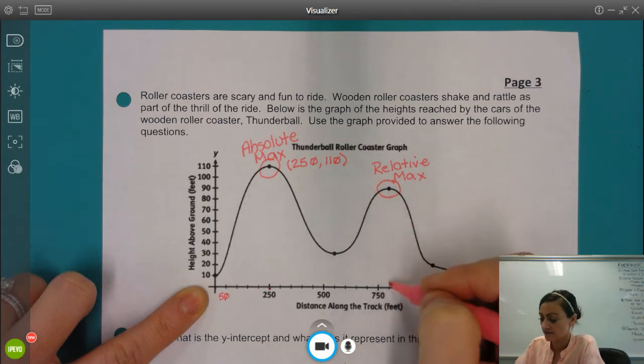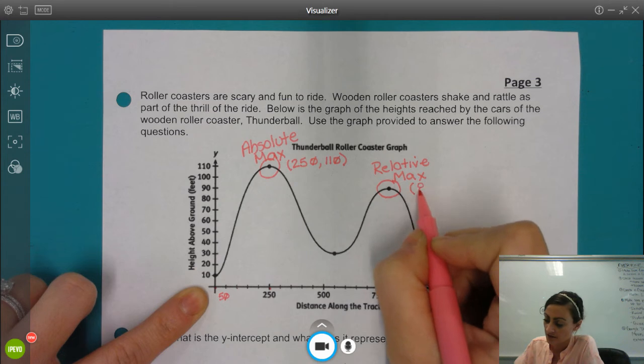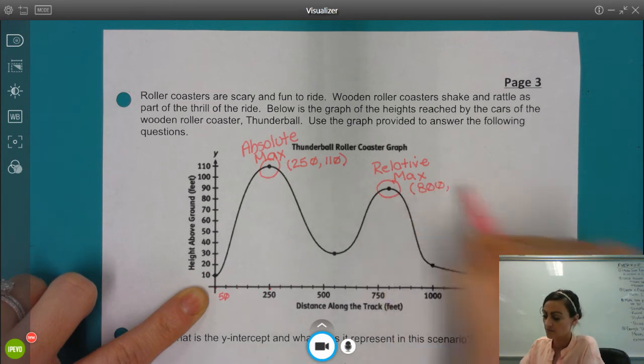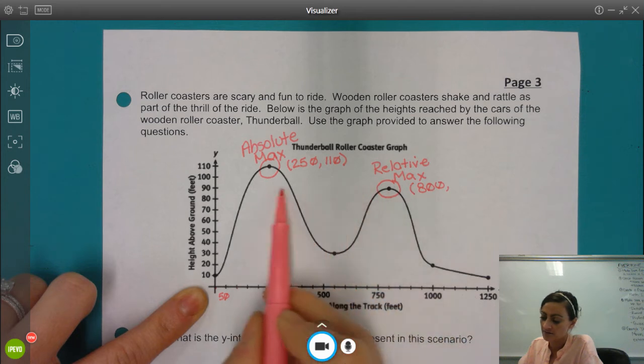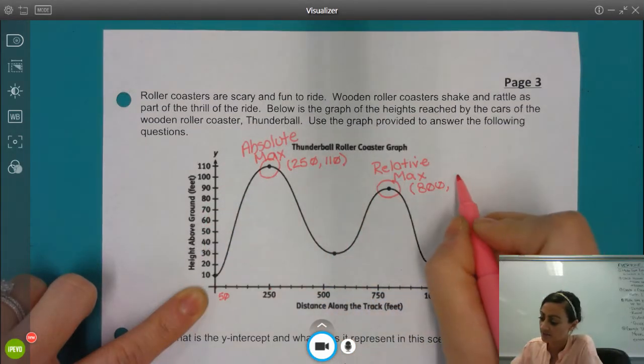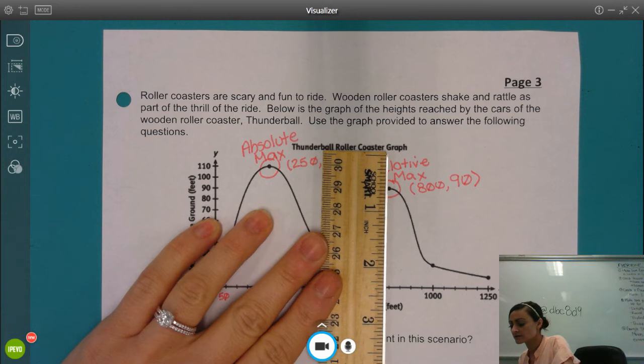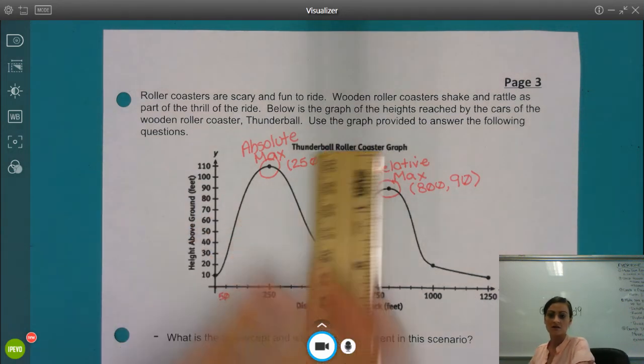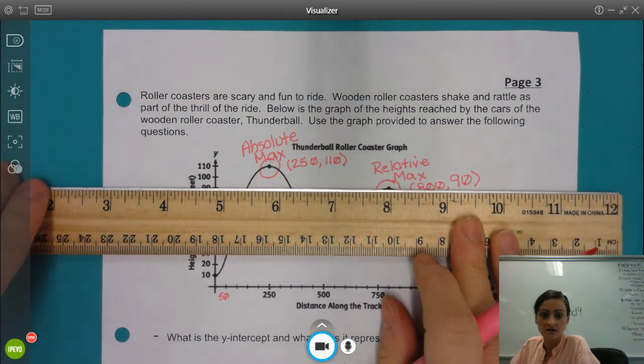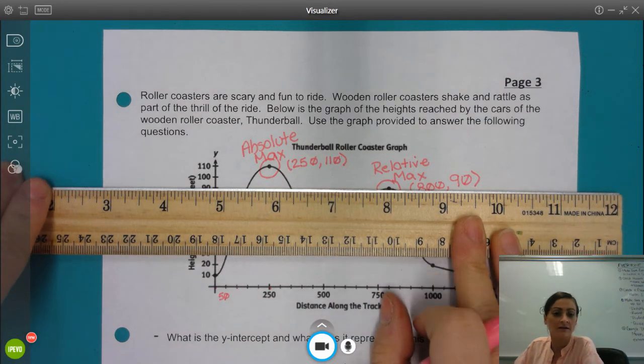So since here I land on this tick mark, I am 50 above 750. So I know that my input here is 800. My output value here is 90. If it's hard for you to see with this graph where points are lining up, one thing you can do is use a ruler to help you see horizontally or vertically where your coordinate points are lining up.